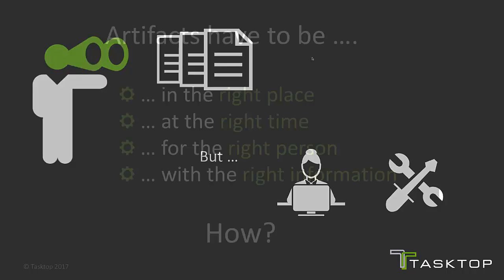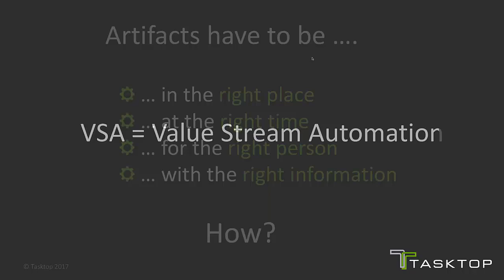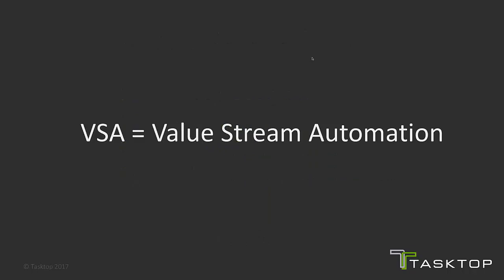And to dig a little deeper, or maybe put it in a little catchier way, artifacts have to be in the right place at the right time for the right person with the right information. And all that sounds great, but how do you do that? Well, you do that with value stream automation. That's why you've got to have value stream automation.